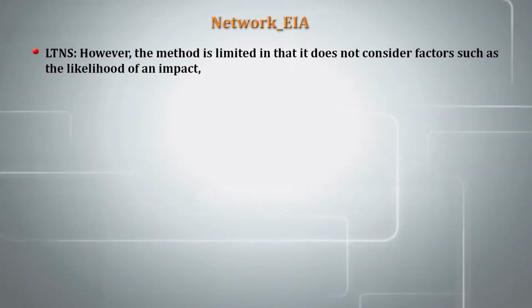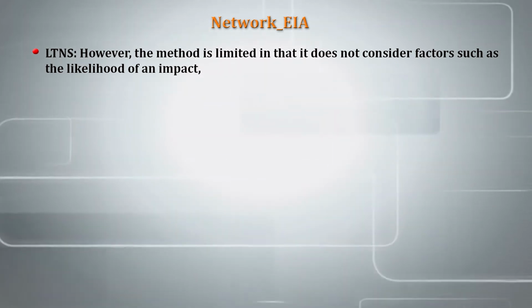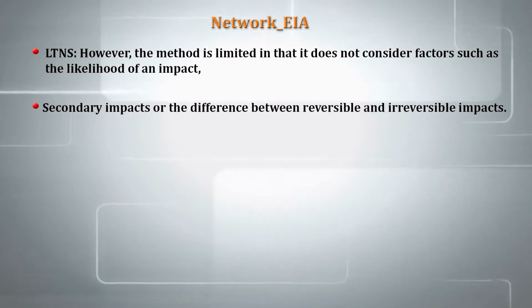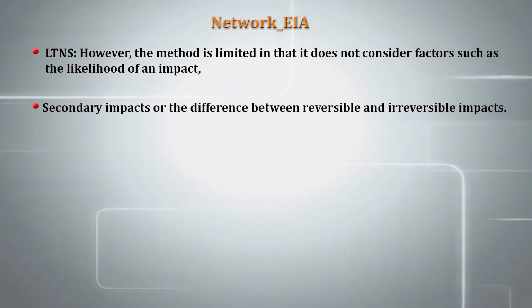Nevertheless, it has been used mostly for route selection, because with the advent of computers and GIS software, more impact layers can be placed one above the other, and it has helped in getting better precision and accuracy in spatial analysis. Certain limitations are also there with this methodology. The method does not consider factors such as the likelihood of an impact. So that is one limitation, and also the secondary impacts or the difference between reversible and irreversible impacts have not been factored into this method.